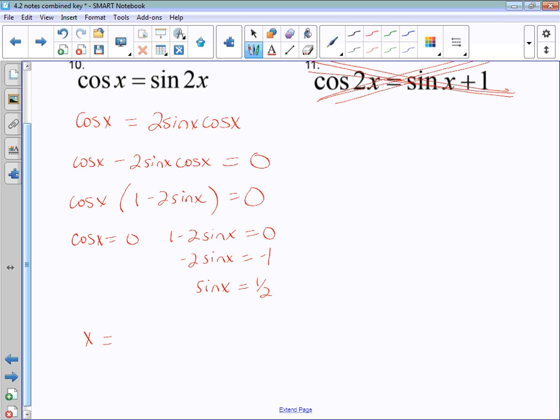So when does cosine equal 0? Pi over 2 and 3 pi over 2. Okay. Someone asked whether I subtracted 2 sine x. I didn't. It's what's left over. I subtracted my 1 over, and then I divided by -2. When I wrote that, I was like, they're going to think I'm subtracting. But yeah. Okay. So then your remaining answers are when does sine of x equal 1/2?